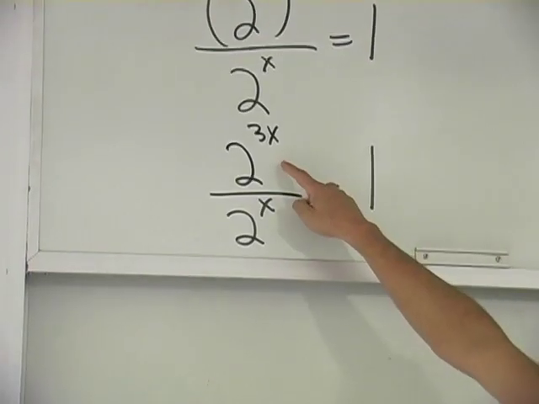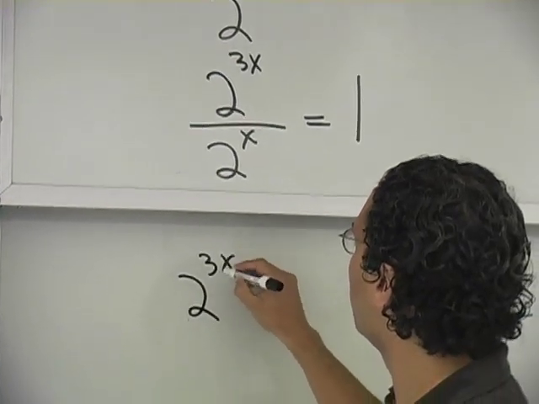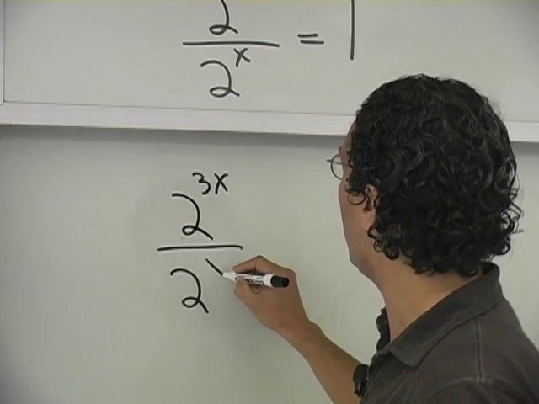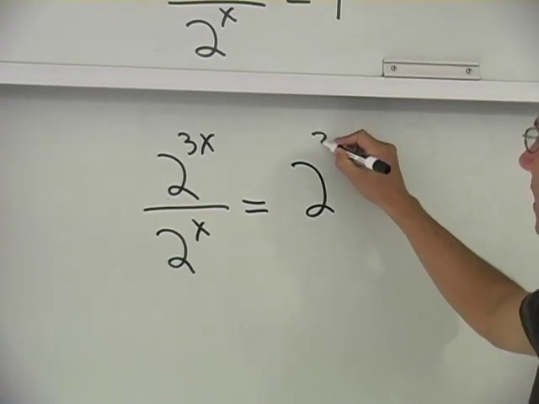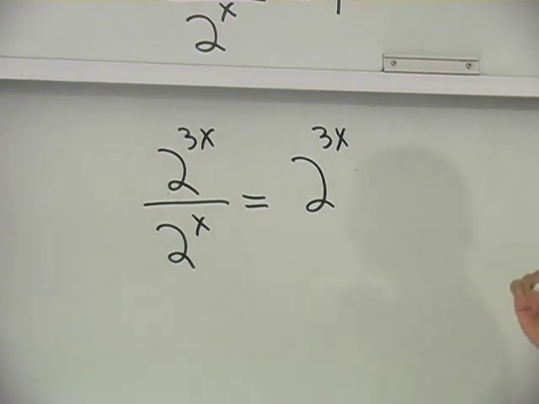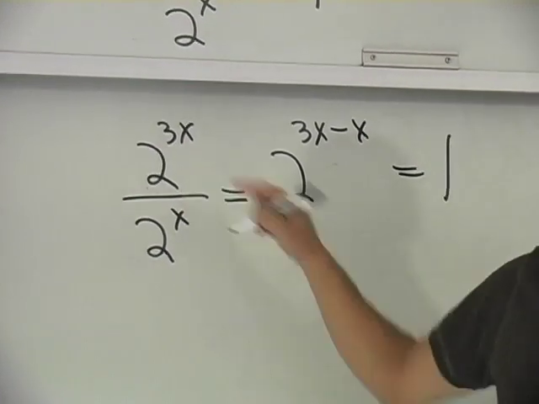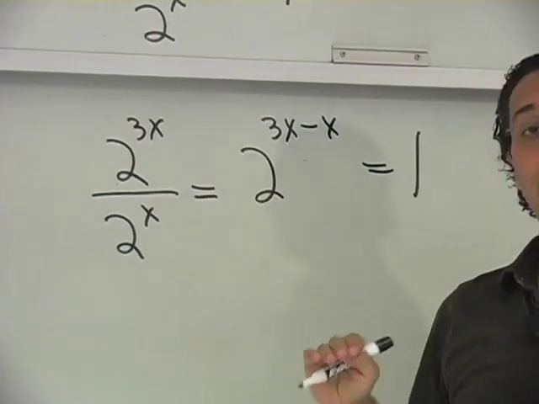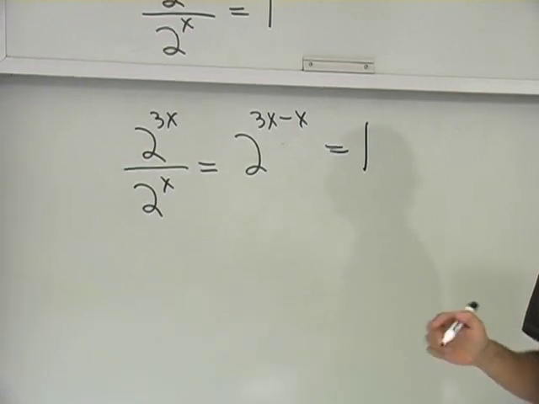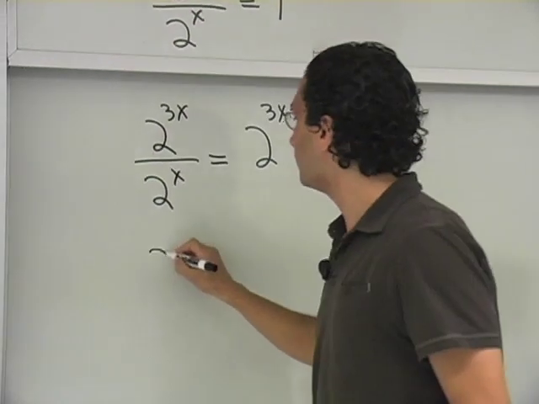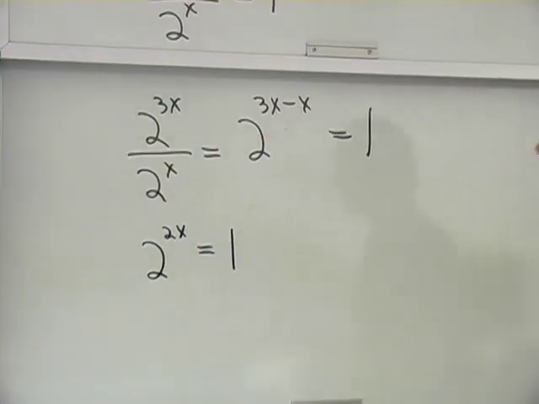And then I have yet another property which tells me that 2 to the 3x over 2 to the x is the same thing as 2 to the 3x minus x. In other words, if you have the same base and you're dividing, what you can do is just subtract the exponents. So together, this tells me that 2 to the 2x equals 1.